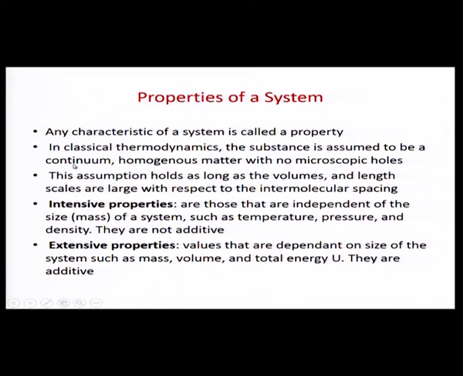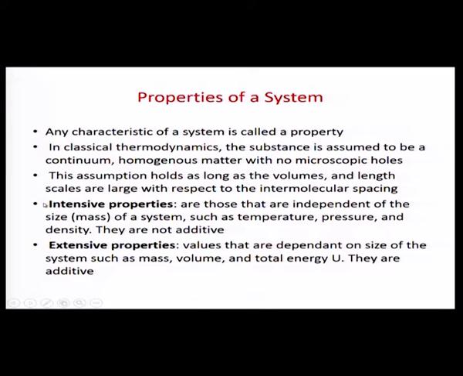Any characteristic of a particular system is called a property of that system. In conventional classical thermodynamics, the substance is assumed to be a continuum, homogeneous matter with no microscopic holes in the thermodynamic system. This assumption holds as long as the volume and length scales are large with respect to the intermolecular spacing. That is, this assumption has to be there in the system for which we are considering the thermodynamics aspects.